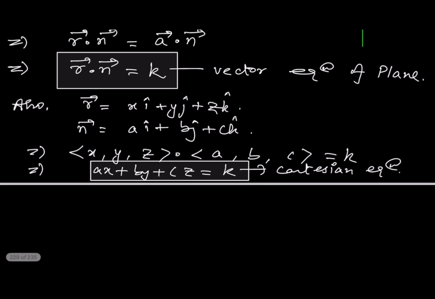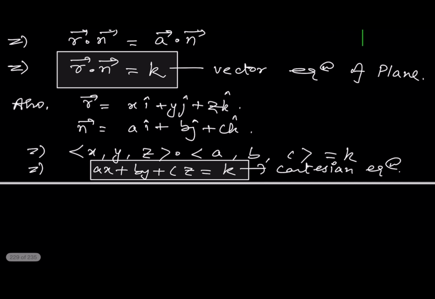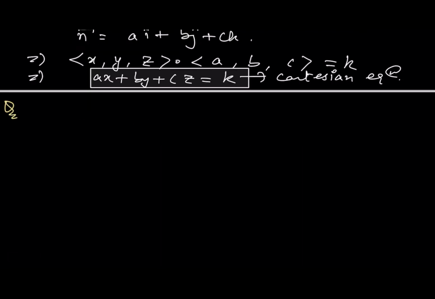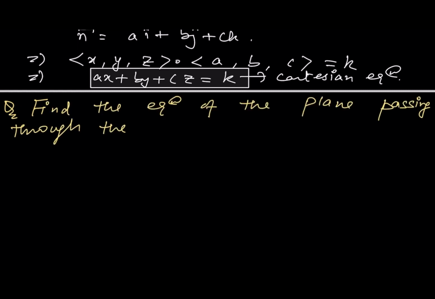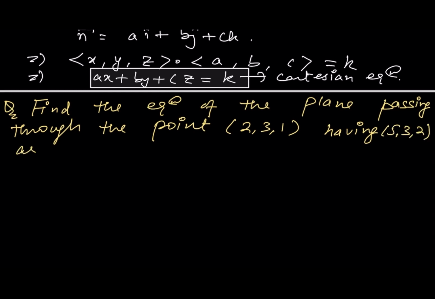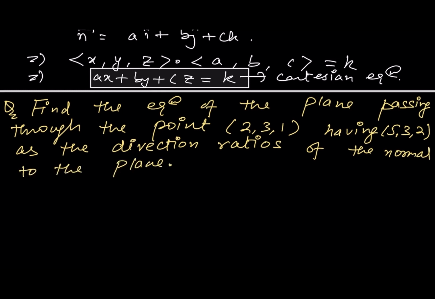So now let us do some questions. Question is, find the equation of plane passing through the point (2, 3, 1) having 5, 3, 2 as the direction ratios of the normal to the plane. Right, students? For the equation of plane, we need two things, right? One is a point and the second thing is the normal.